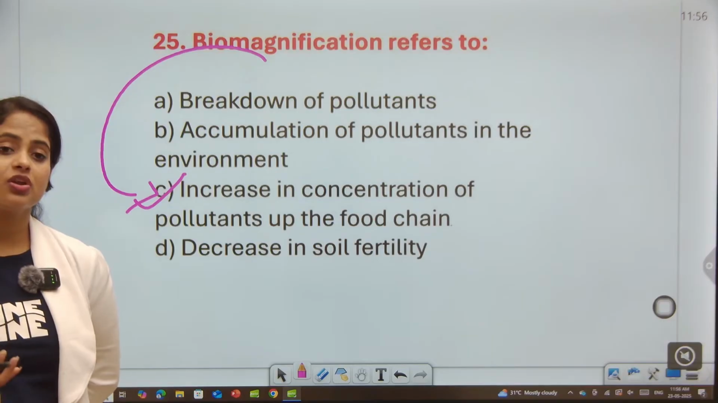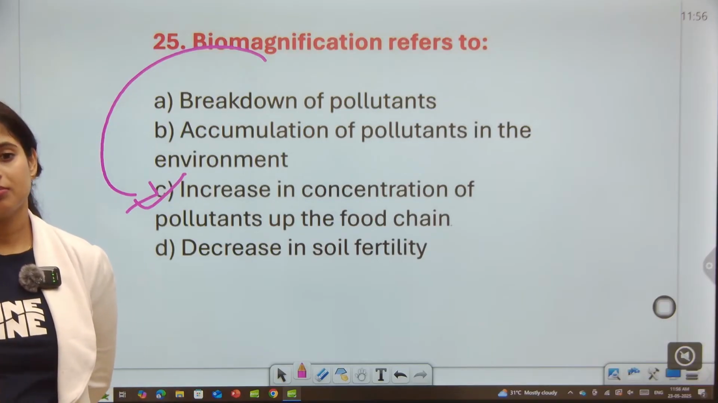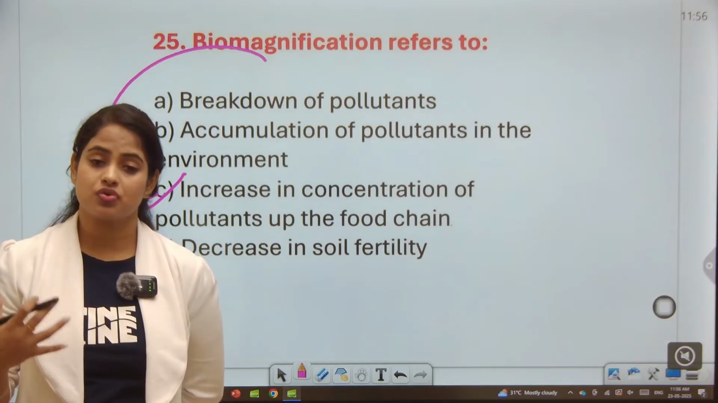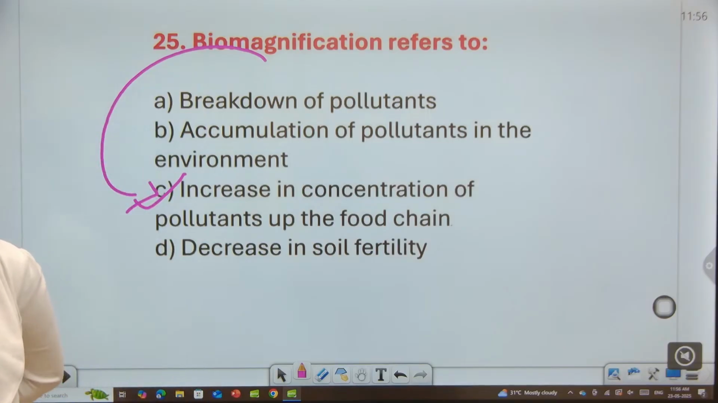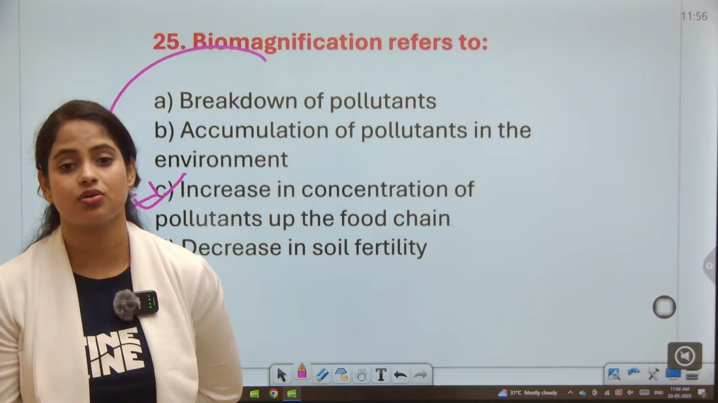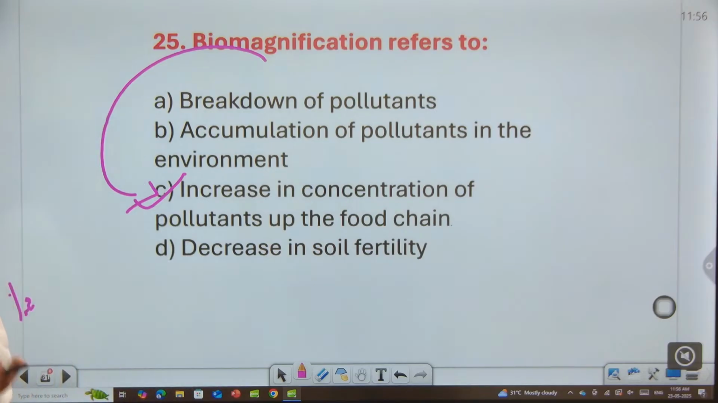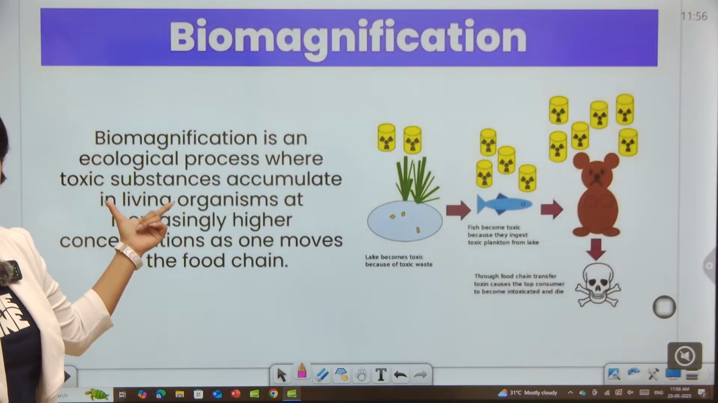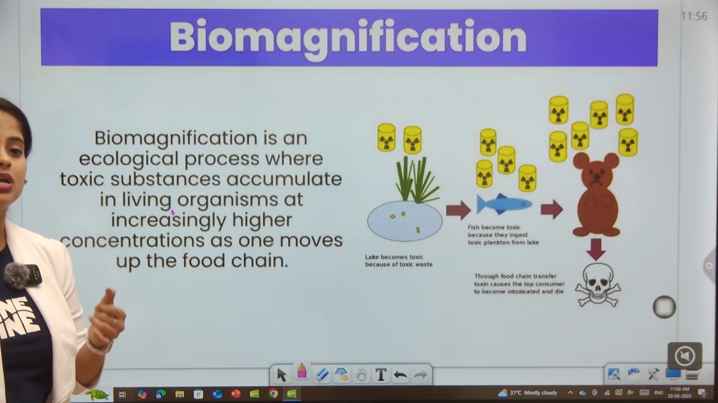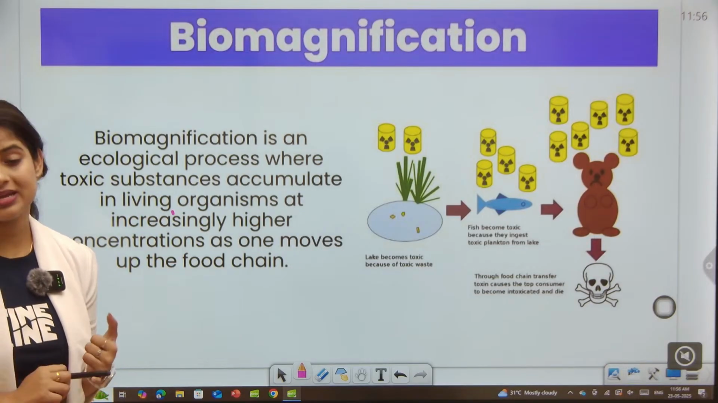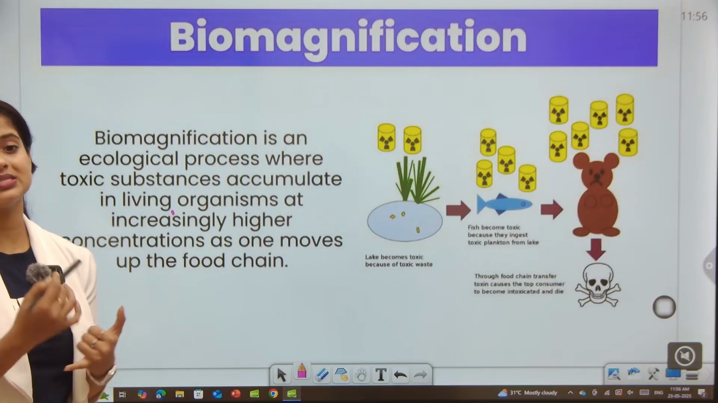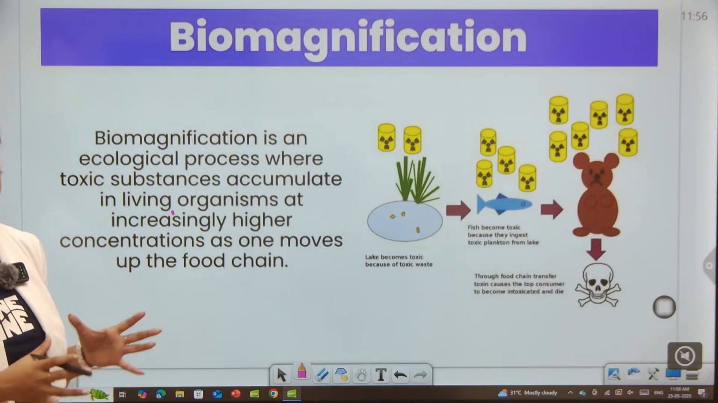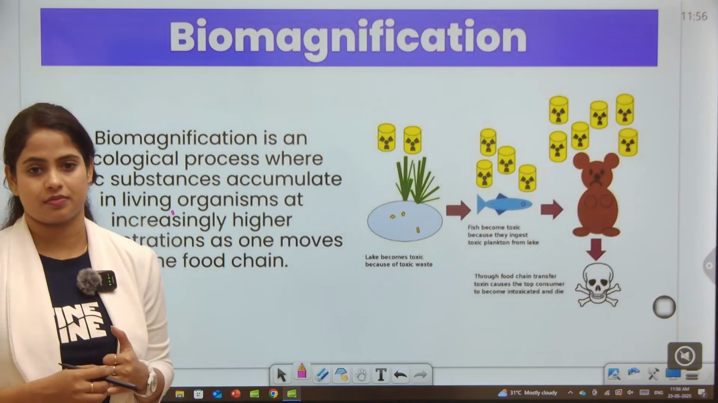It is directly dependent on the food chain. As the food chain grows, obviously pollution also comes with it, and the growth of pollutants also increases. That means the concentration of pollutants increases along the food chain. That is biomagnification. Biomagnification is an ecological process where toxic substances accumulate in living organisms at increasingly higher concentrations as one moves up the food chain. Clear?